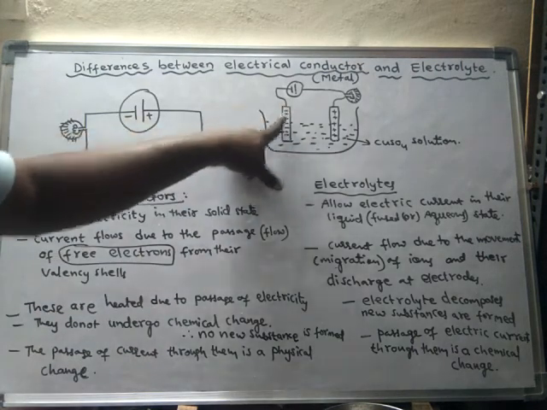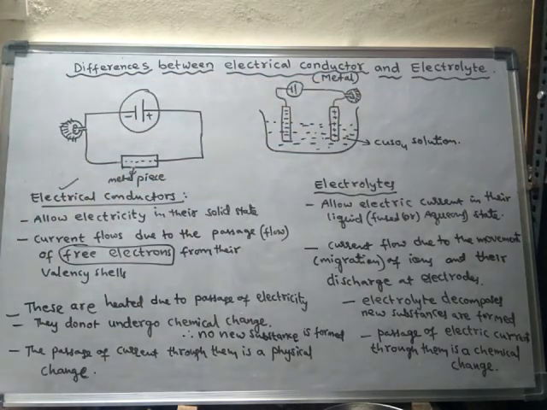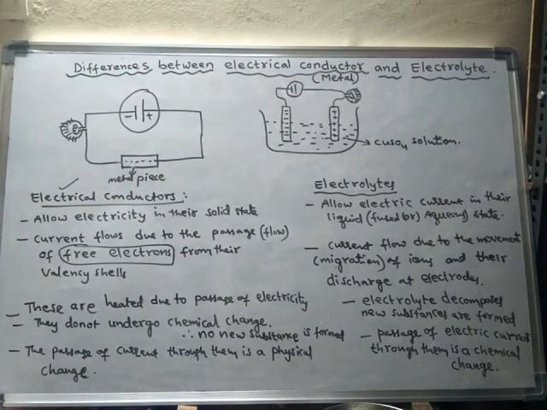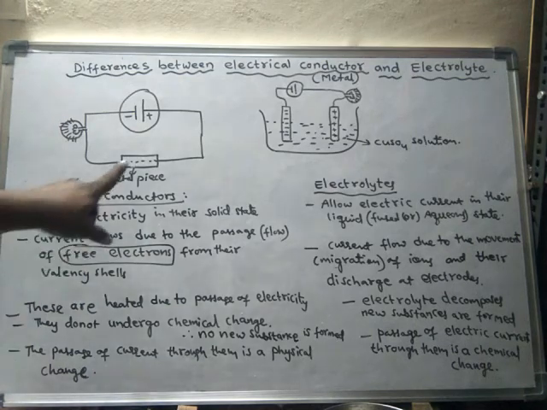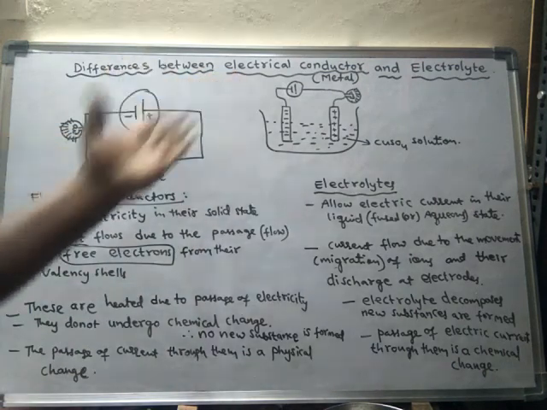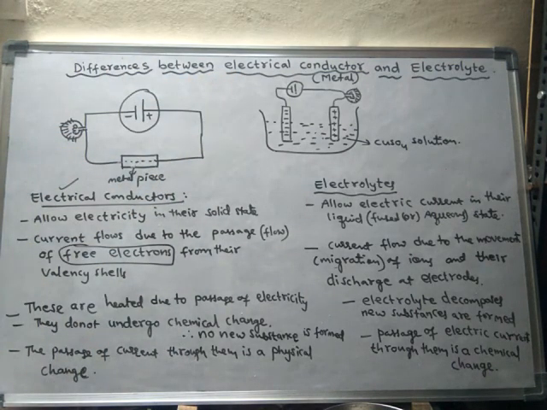But the passage of electricity through the electrolyte, what happens? Here chemical change takes place. New substances are formed, new products are formed. Hence, the passage of electricity through the electrolyte is a chemical change, whereas the passage of electricity through the electrical conductor or else electronic conductor or else simply metal conductor is simply a physical change but not a chemical change. So these are the basic differences between the electrical conductor and electrolyte.